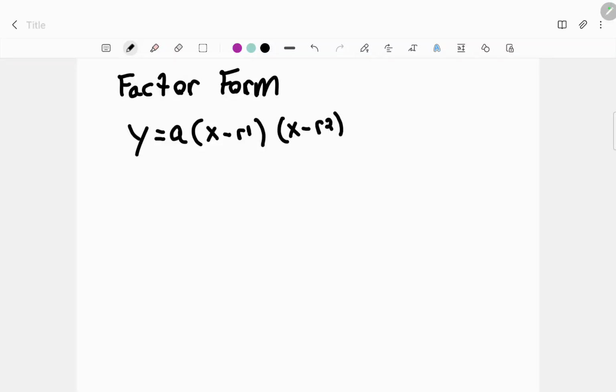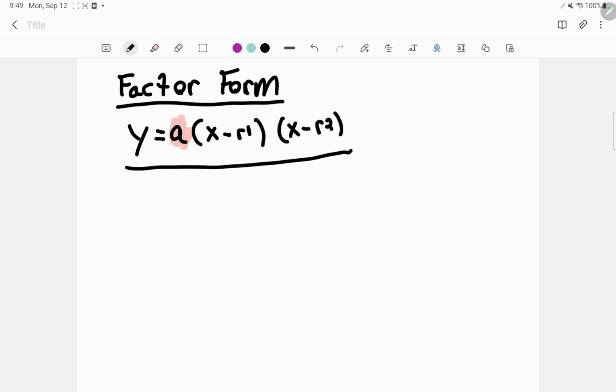Alright guys, so this video is just going to be called factor form. I want you guys to go ahead and we're going to start with A. I always like to start with A. Now, if you get an equation that looks like this, and this is the last equation that you're going to be seeing. Now, you notice that we have parentheses and we have R1 and then we have R2. I'm going to go over what those mean right now.